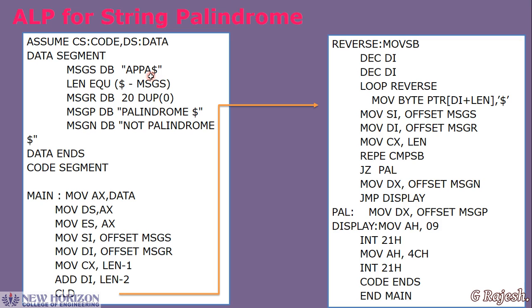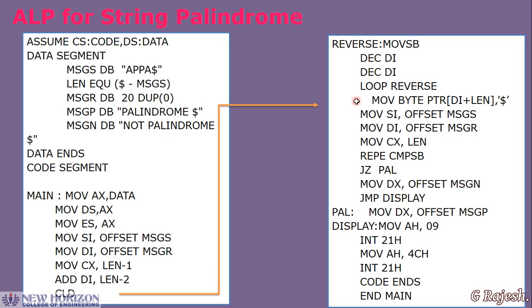Okay, so what we can do here is there is an extension to our previous program. Till the string reverse operation, everything is the same. Once we copy the string from one location to the other location in reverse order, our parent string will be there and the reverse string will be there.